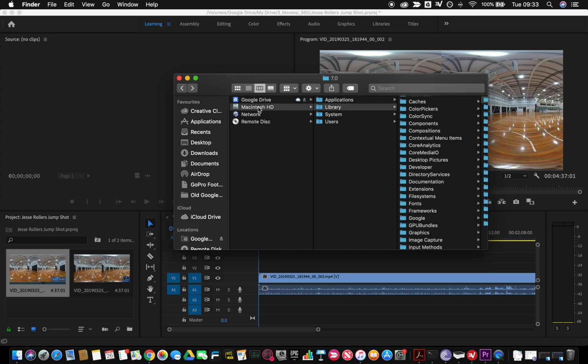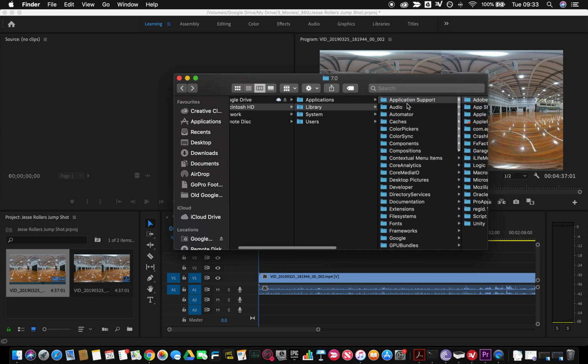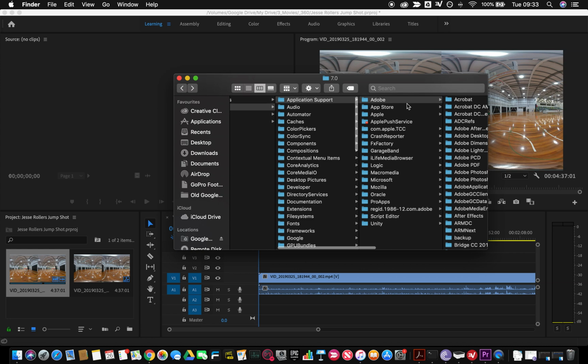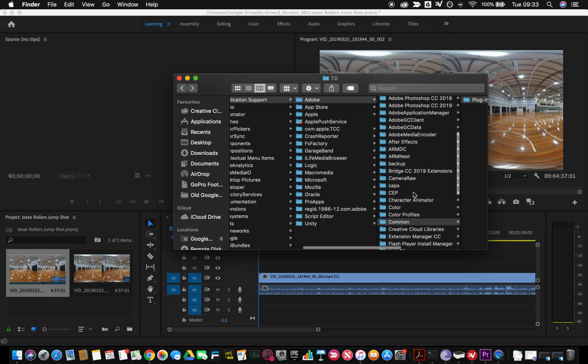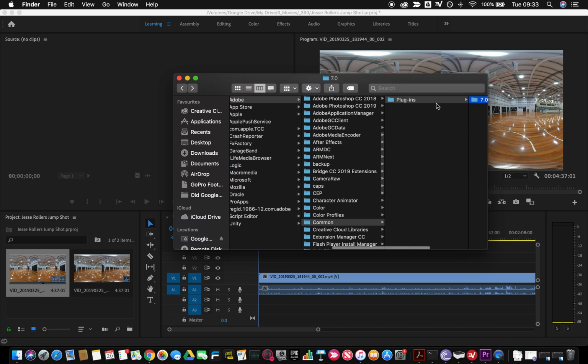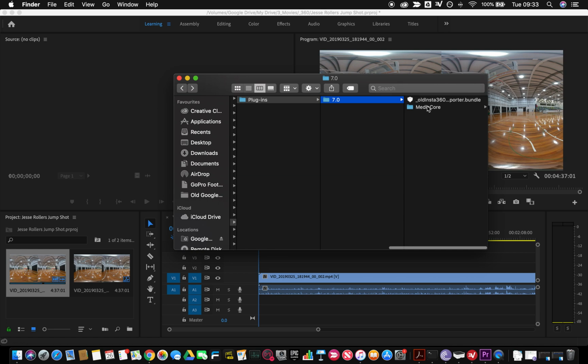So to do this, you go to Macintosh HD, Library, Application Support, Adobe. And look at common plugins, move over, keep on moving, and then you go into Media Core. And what you'll see in Media Core is the Insta360 Pro bundle.